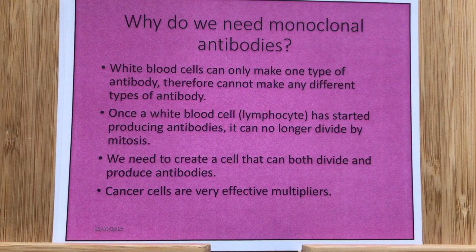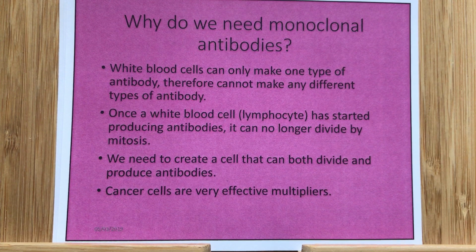White blood cells can only make one type of antibody. So if you imagine all your white blood cells, some of them can make the antibody for one disease, some of them can make the antibody for another disease. They can only make one type of antibody. They cannot make other antibodies. So we've got these little clusters of white blood cells that can all make their own particular antibody.